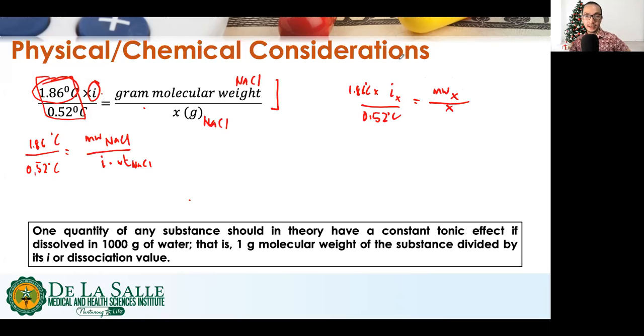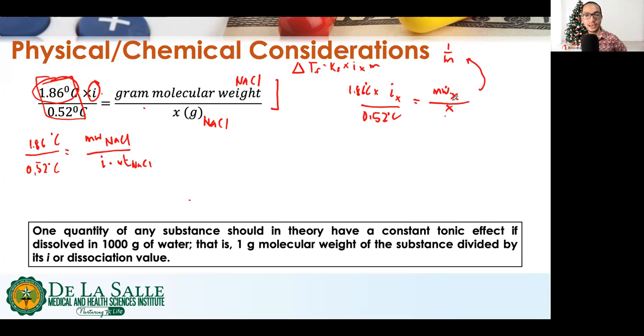Also remember this formula that I gave you before: change in TF equals KF times I times M. But if you can't see that clearly, just focus on this. Basically this one is the inverse of molality, weight over molecular weight, and remember that this is always per kilogram of the solution. So if you can't see it well, don't mind. Let's just focus on this one.